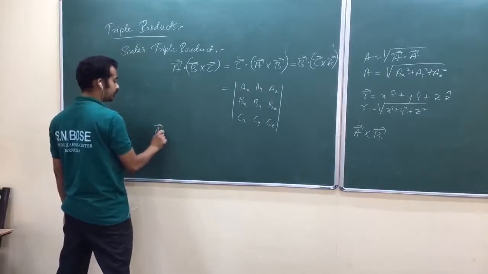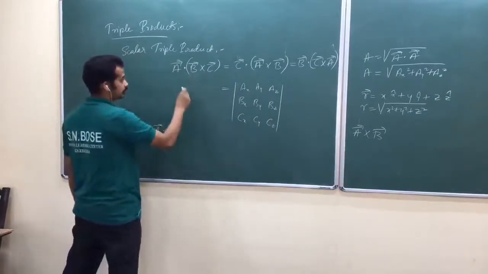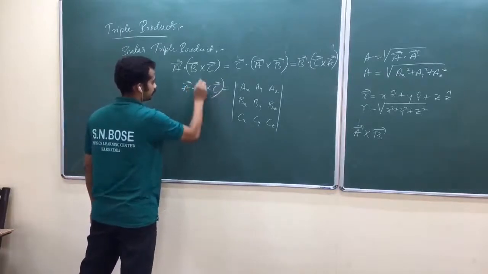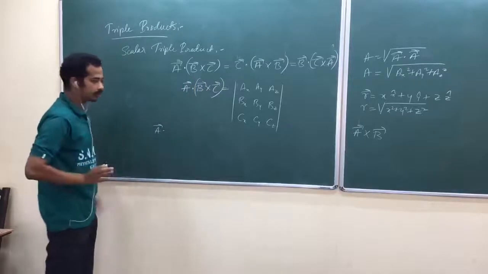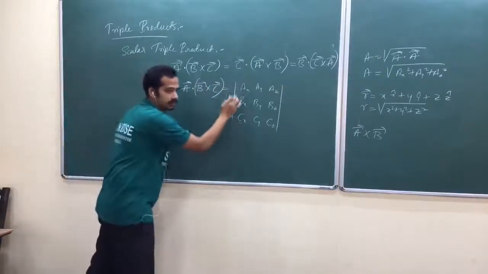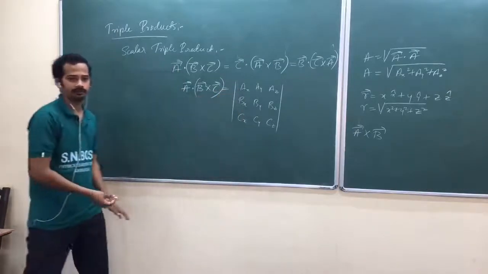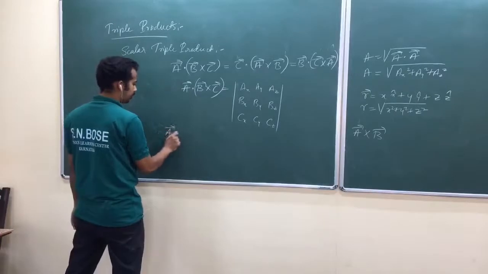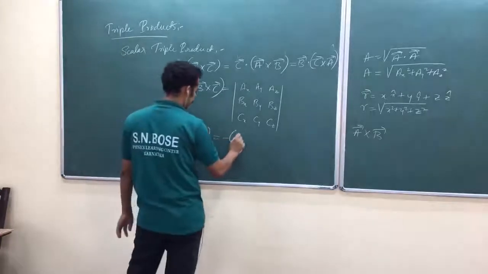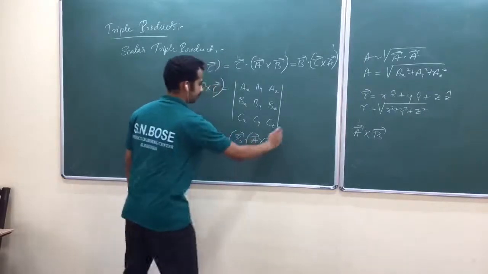Now let me generate the property by seeing this determinant. If A dot B cross C is equal to this one, now let me generate the rule. So I'm going to interchange A and B. Then these two should interchange. Am I right? If these two interchange, that's equal to negative of earlier. So I can write the property A dot B cross C is equal to minus of B dot A cross C. Am I right?